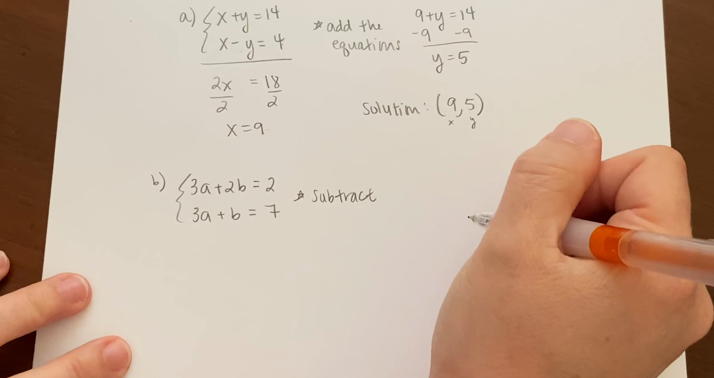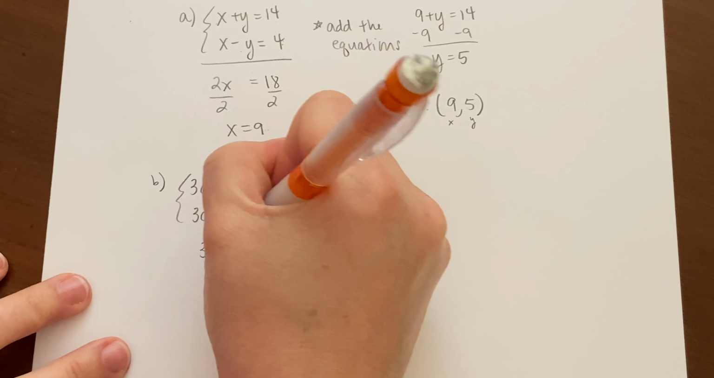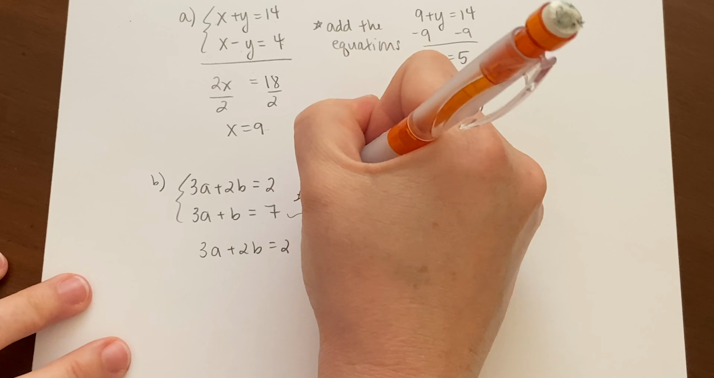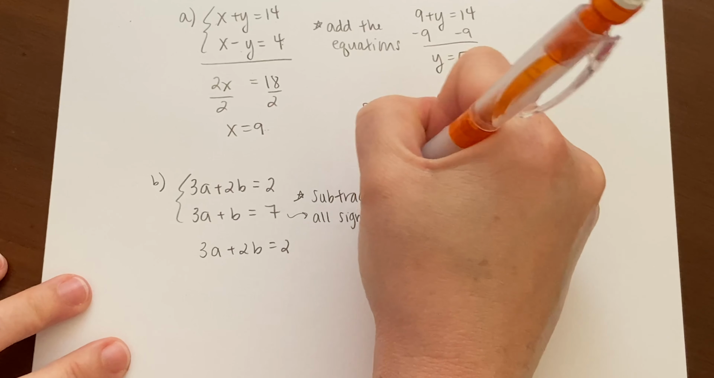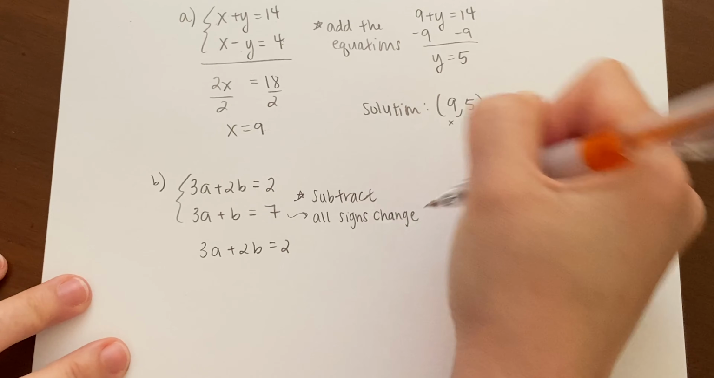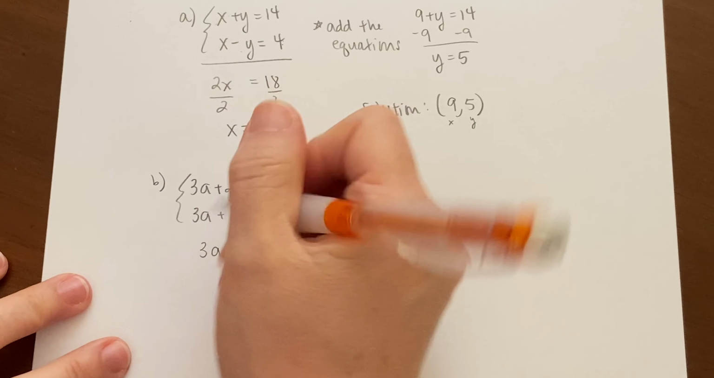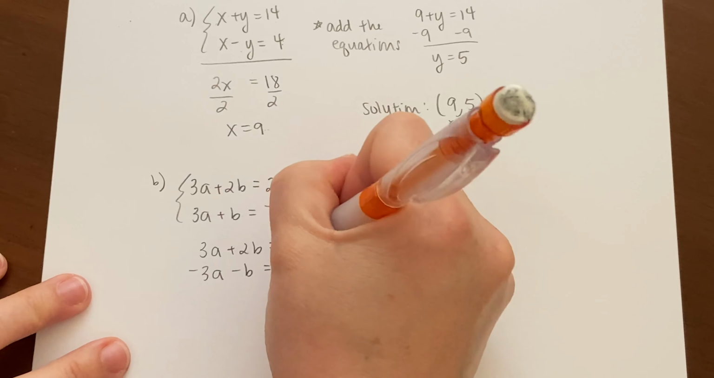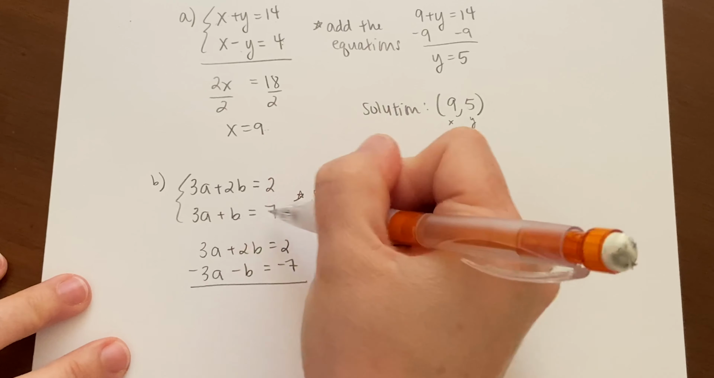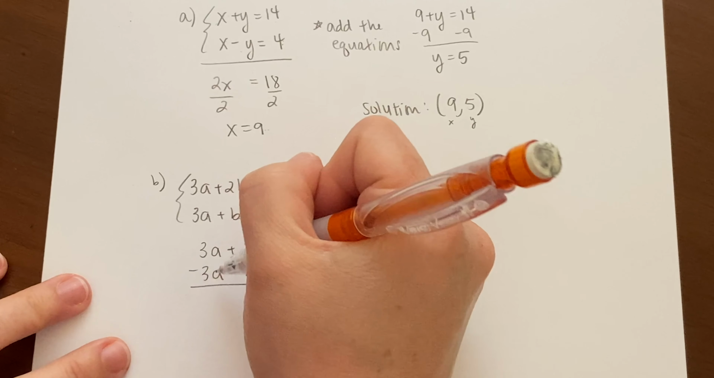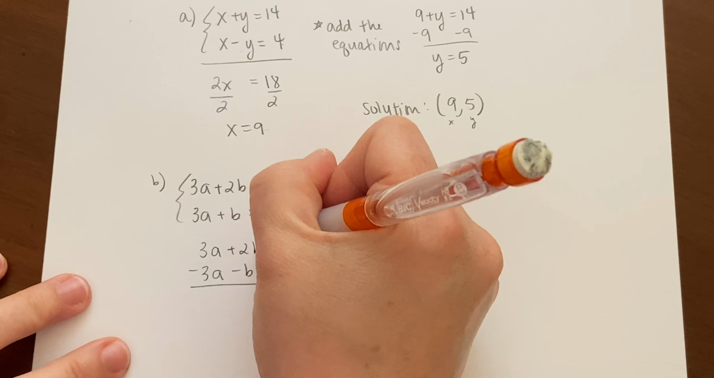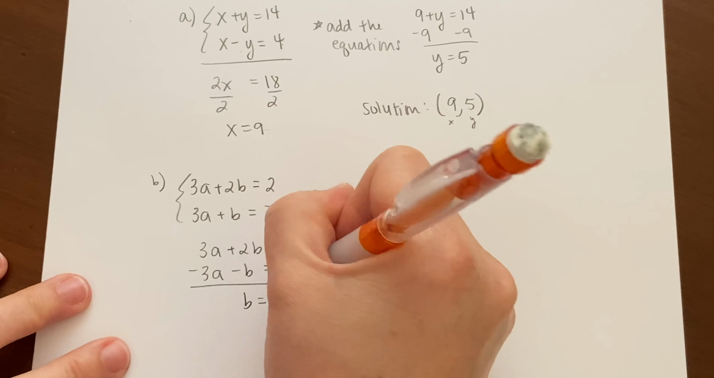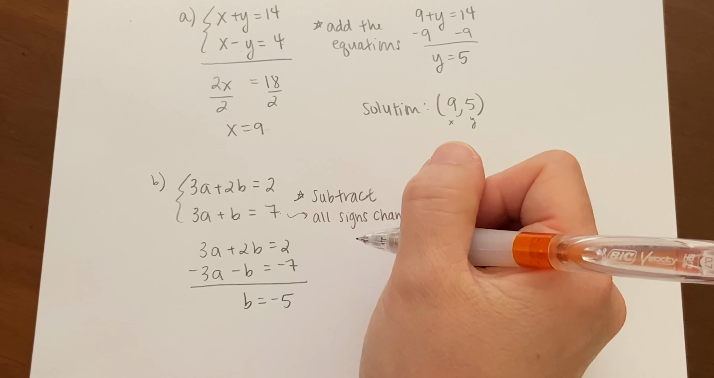I would prefer that you rewrite this. So we've got 3a plus 2b equals 2. When you subtract, all of the signs are going to change. You're subtracting all the way through the equation. So this is going to become negative 3a, this is going to become negative b, and this is going to become negative 7, because we're subtracting each piece. So 3a minus 3a cancels, 2b minus b is 1b, and 2 minus 7 gives me negative 5. So my b value is negative 5.